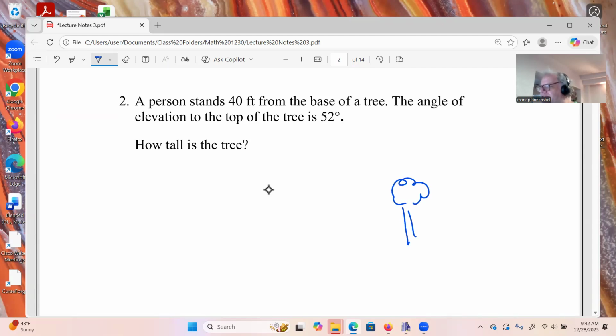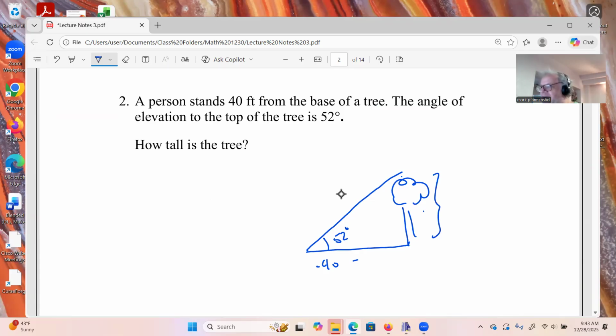Okay. Let's see. They are standing 40 feet from this thing. They know that the angle of elevation to the tree is 52 degrees. So we're going to draw a little picture here. Most of the textbooks actually come with a picture with you. So we know that this is 40 feet. We want to know what the height of the tree is.